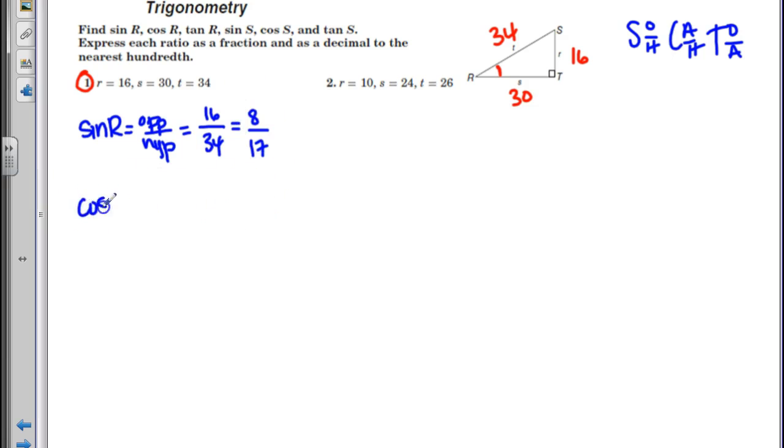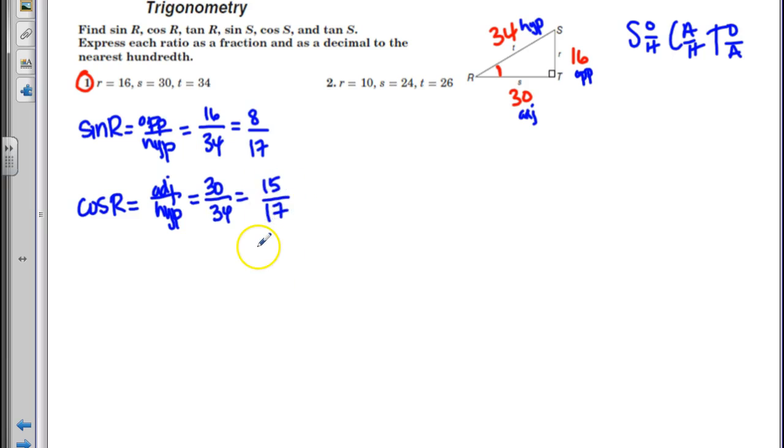All right, cosine of R. You can just leave that as a fraction, totally fine. Cosine is adjacent over the hypotenuse. So from angle R, adjacent side means it helps form the angle. So we know this is the hypotenuse. From R, this is adjacent side. This is opposite side. You can label those to start with if you want. So adjacent is 30. Hypotenuse is 34. Again, divide top and bottom by 2, 15/17.